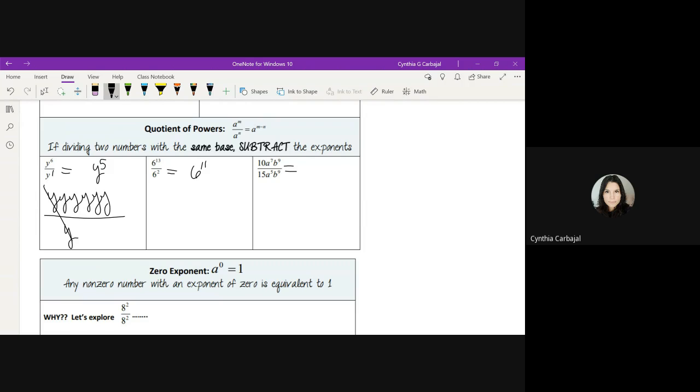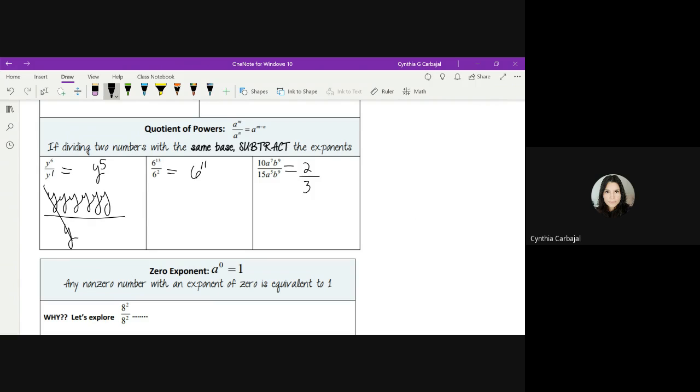All right, now we're dividing the big base numbers like that. You have 10 divided by 15. So those simplify to a fraction. You find the greatest common factor between both of them, and that would be 5. So 10 divided by 5 is 2, and 15 divided by 5 is 3. That's how you simplify a fraction, right?